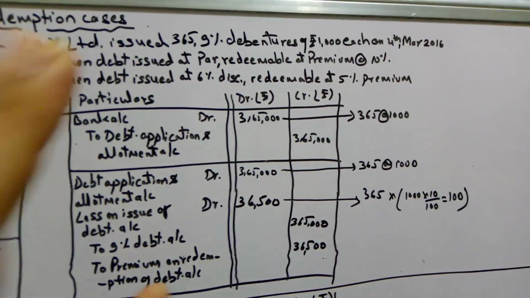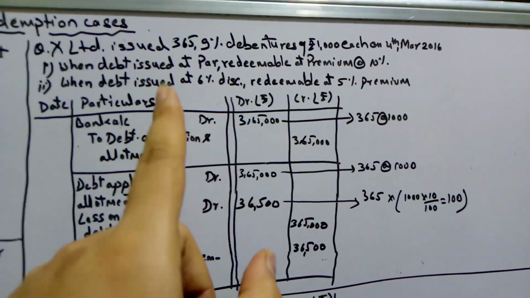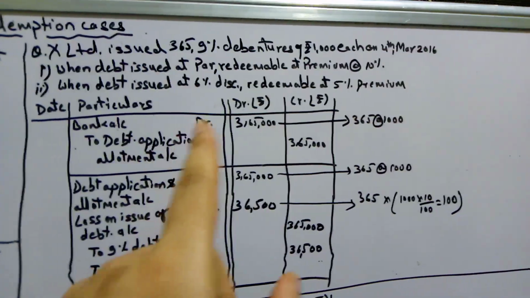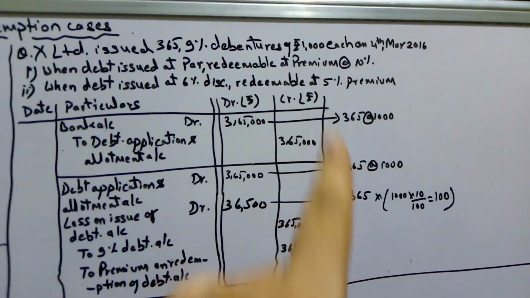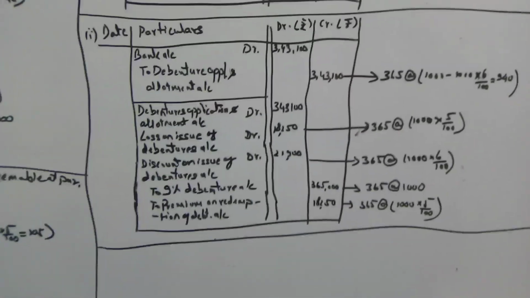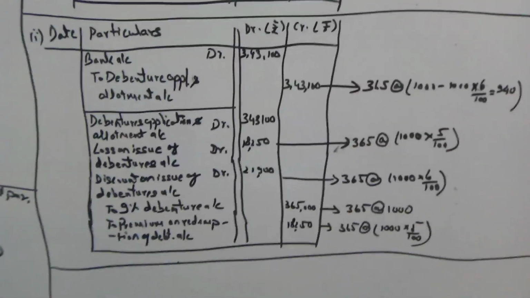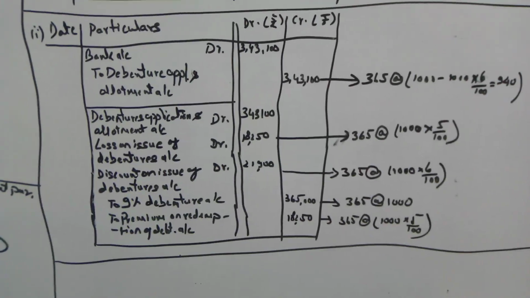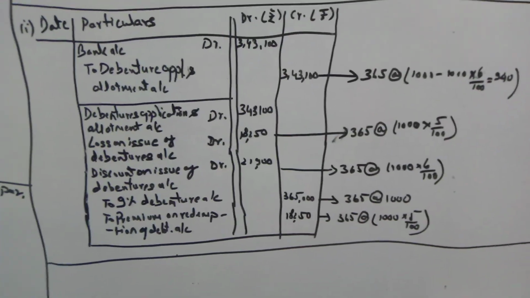Then the second case, where it is asked when debentures are issued at 6% discount and redeemable at premium. Now remember, here you have got two losses. Discount on issue is a loss and redemption at premium is also a loss. Now let's look into the entry. The first entry, as usual, is the receipt entry, where bank account is debited to debenture application and allotment account.